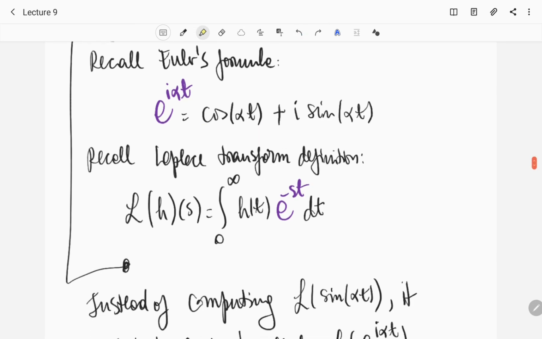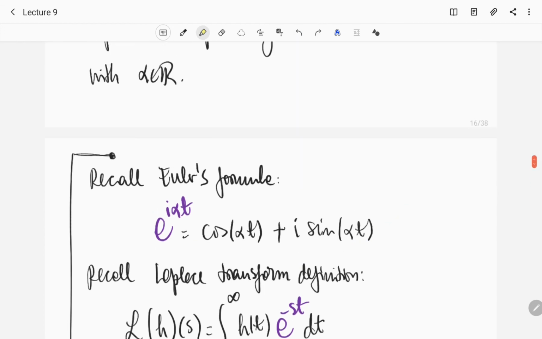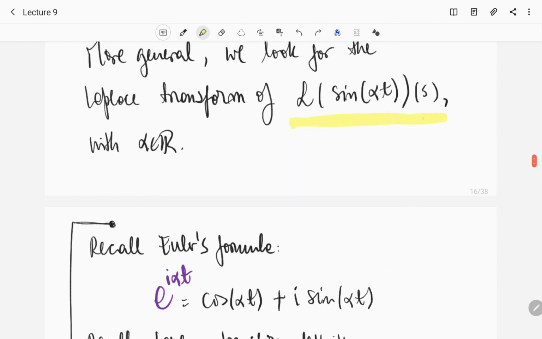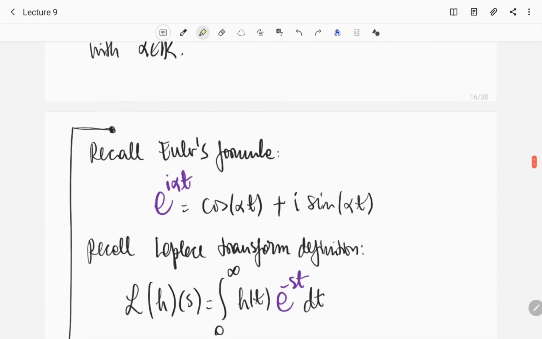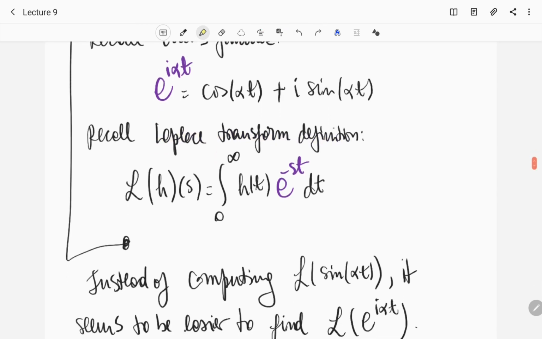So if we compute the Laplace transform of, well, here is just the definition of the Laplace transform. Again, we need to compute this for alpha equal to 3, but just to practice, we are going to compute this for any alpha. And now we will see that it's easier to compute something related to this exponential. So here we are just recalling Euler's formula and the definition of the Laplace transform.